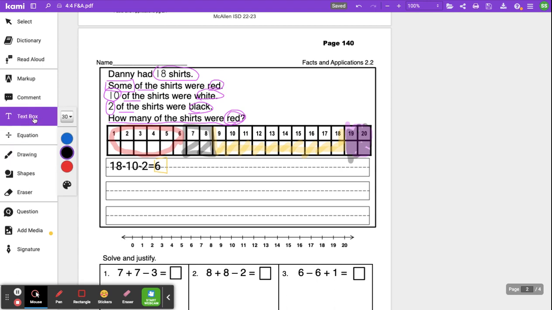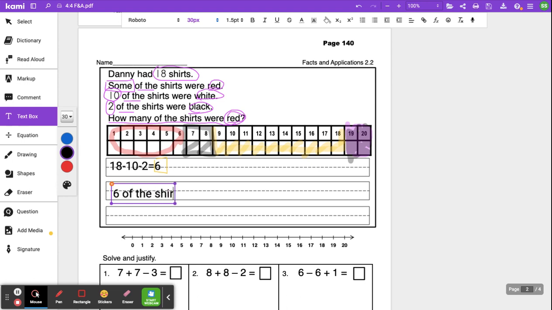Okay, let's go back to our question. How many of the shirts were red? And let's type it in. How many of the shirts were red? You could put the number first. 6 of the shirts were red. Do you see how I used the question to make my sentence? I replaced my question words, how many, with the number. How many tells me that they're asking for a number. How many of the shirts were red? 6 of the shirts were red. And I know that because 18 minus 10 minus 2 is 6.